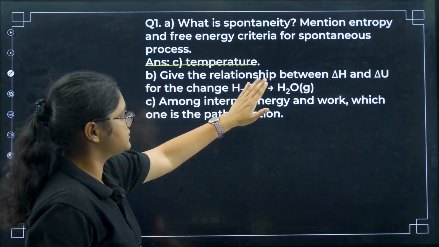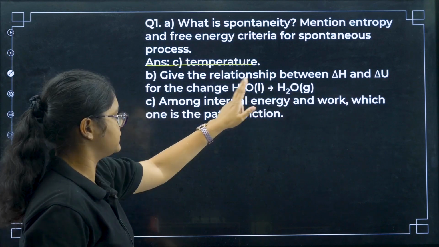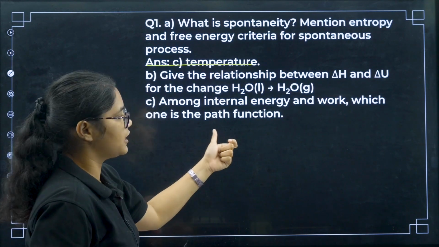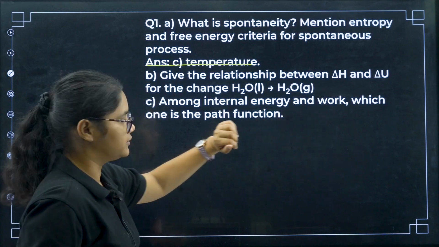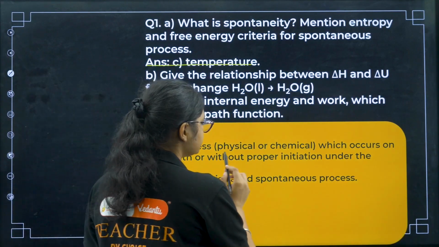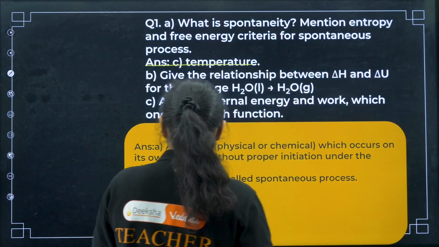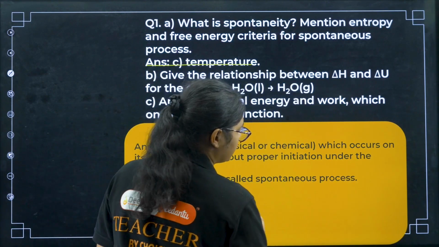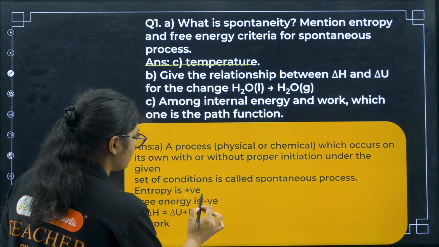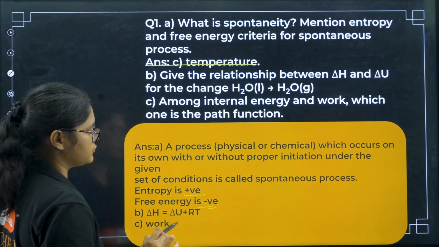Now give the relationship between delta H and delta U for the change. Among the internal energy and work, which one is a path function? So work is a path function. You can see the answers here. A process which occurs on its own with or without proper initiation under given set of conditions is called a spontaneous process. Entropy has to be positive, free energy has to be negative.